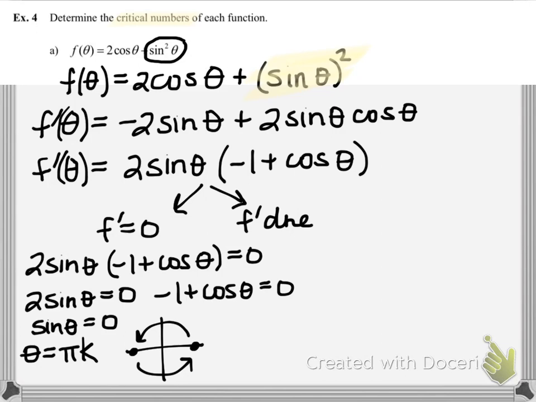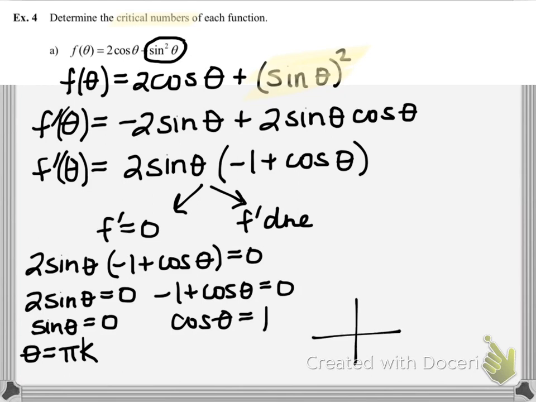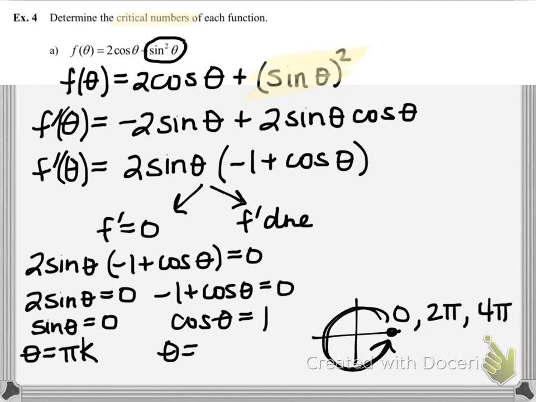Now solving the second trig equation by adding 1 to both sides gives me cosine theta is equal to 1. So again, I'm back to the unit circle. I'm thinking about the x value this time. Where will the x value equal 1? And that's going to only occur here when theta is equal to 0, and then around the unit circle one full time again when theta is equal to 2 pi, and around another time, and that would be 4 pi, and so on. So this would be for theta values of, we could just say 2 pi k.